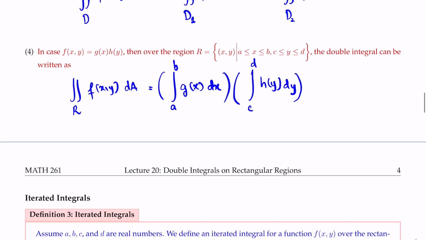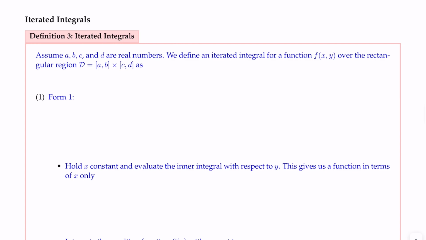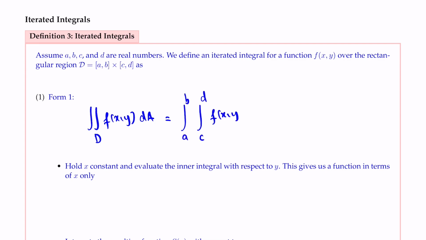So for iterated integrals, assume a, b, c, and d are real numbers. We define an iterated integral for the function f of x, y over rectangular regions D equal to [a, b] crossed with [c, d]. There are two forms to this, right? Because the double integral of the function f of x comma y dA over the domain D can be written as the definite integral from a to b, then another definite integral from c to d of the function f of x, y. Instead of dA, we're going to say dy dx.